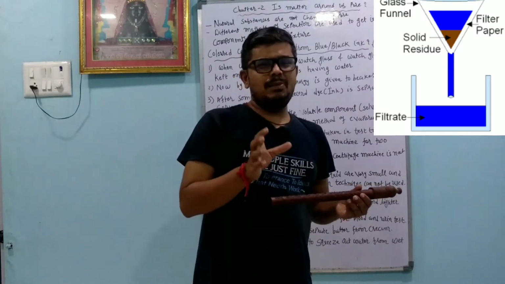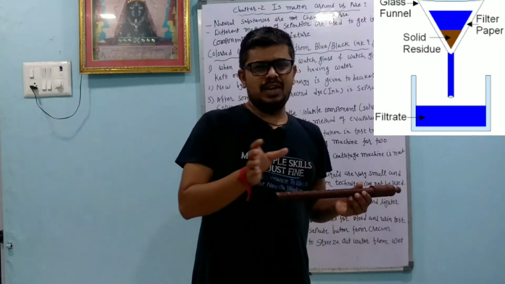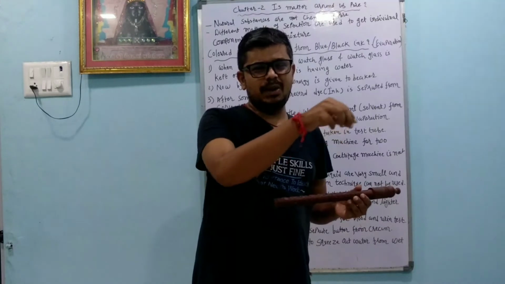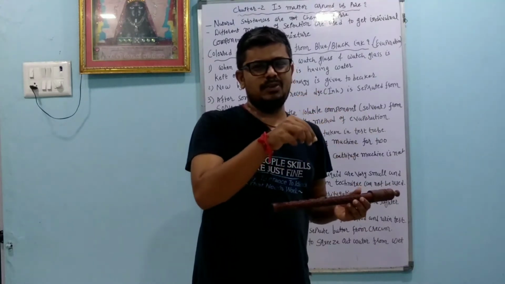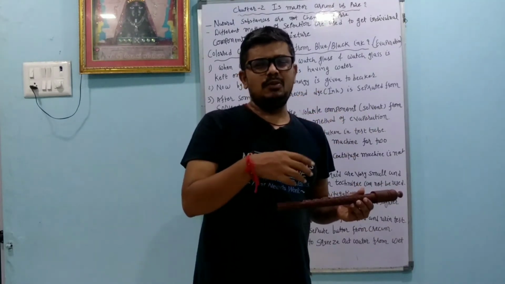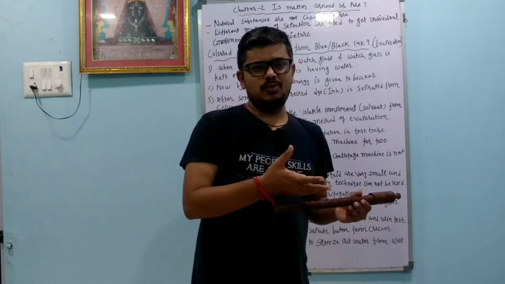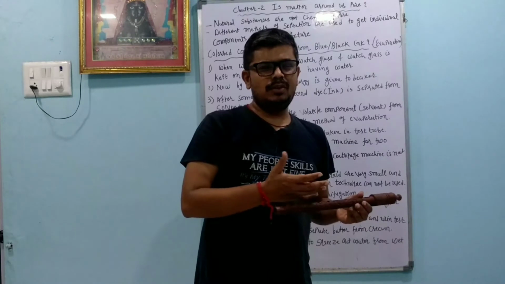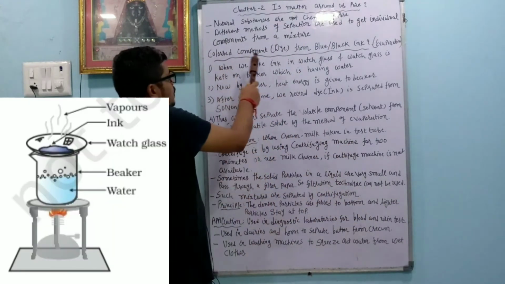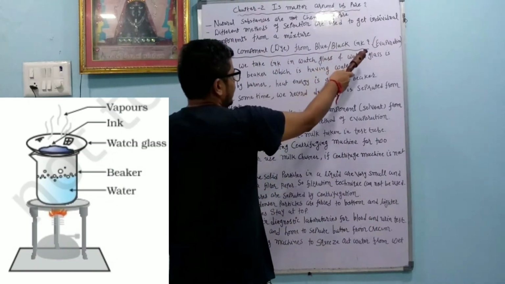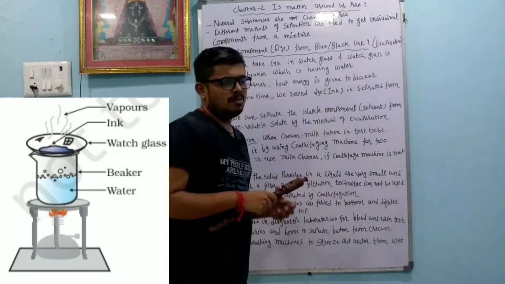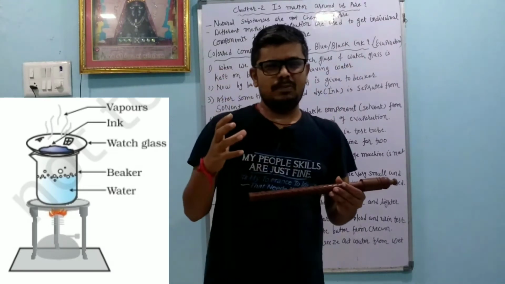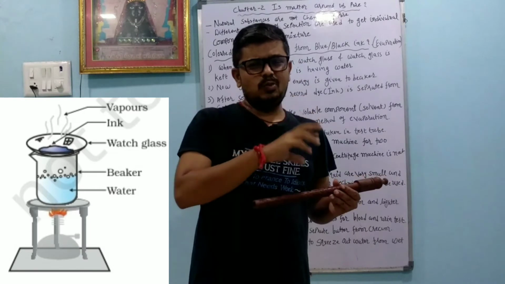Sometimes it may be possible that by filtration, or by a physical method like hand picking, we cannot separate the solute and solvent. So we will use some other method, like evaporation, or another method, centrifugation. Okay. We can separate the colored component, the dye, from blue black ink by the evaporation method. So by the evaporation method we can also separate ink.